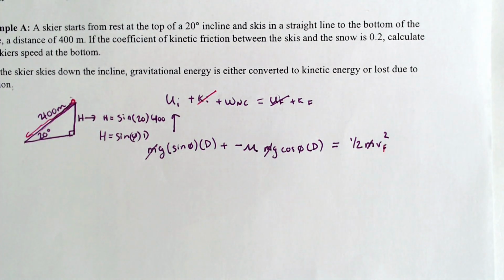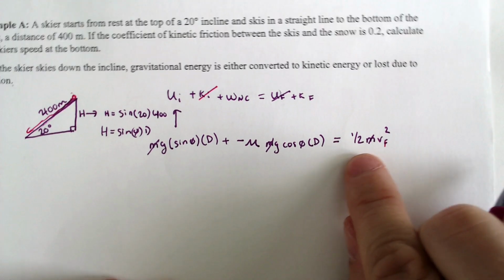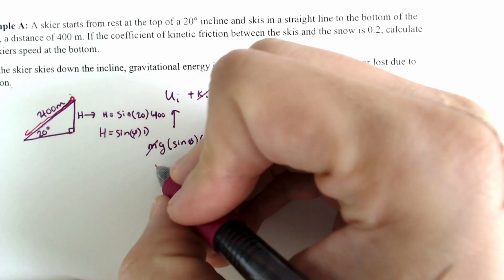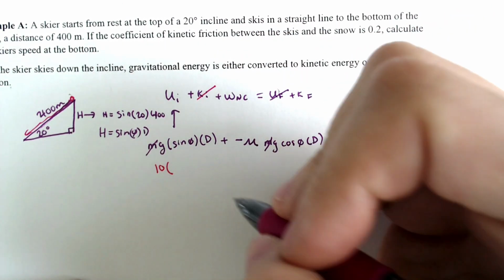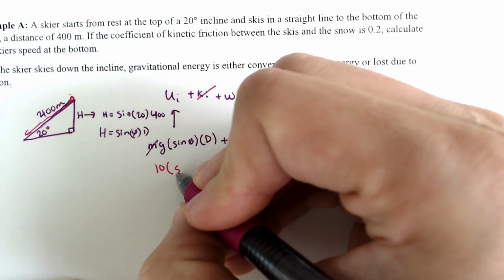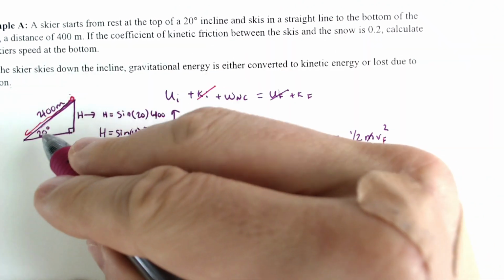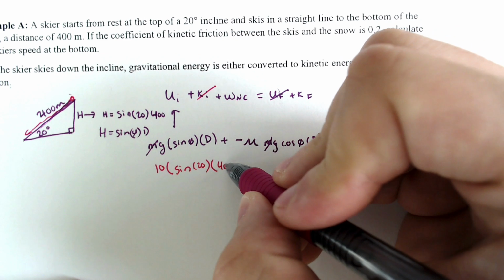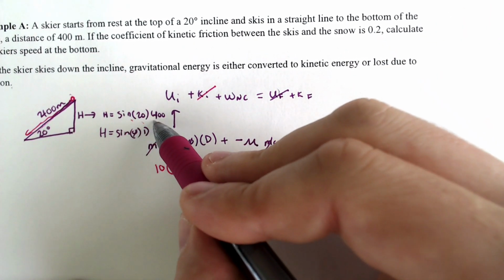At this point, I think it would be messier to multiply everything by 2 and square root, so I'm just going to plug in everything. So gravity, we're going to be lazy and call 10, it's 9.8 meters per second. Sine of theta, which is 20, times our distance, which is 400. That's what we had here, sine 20 times 400.